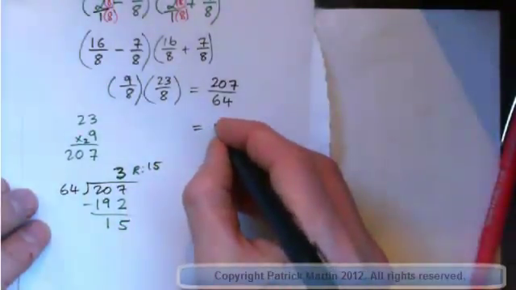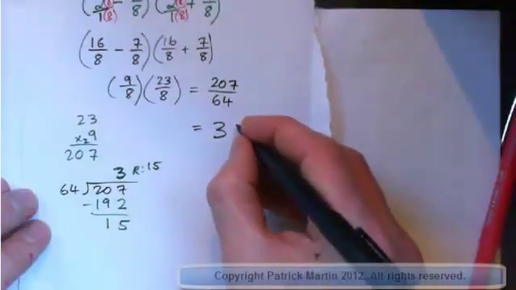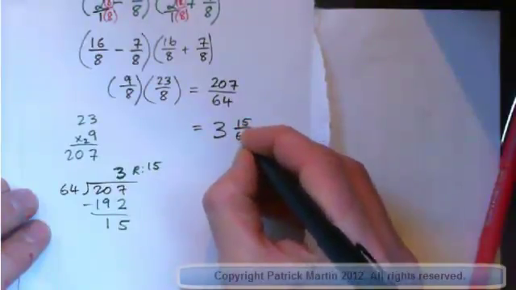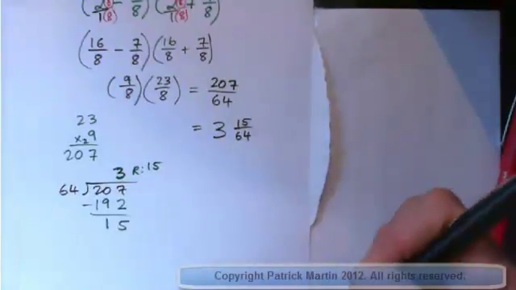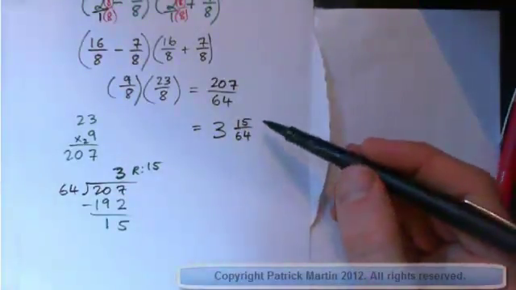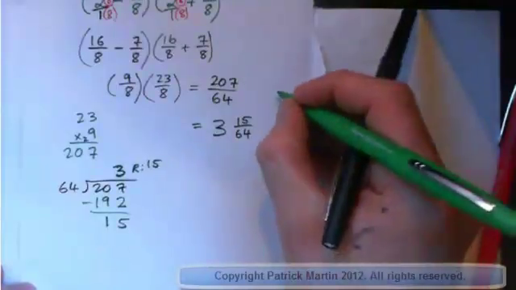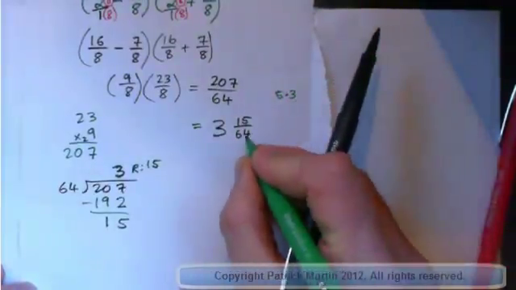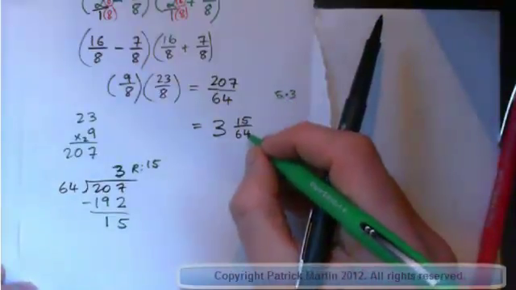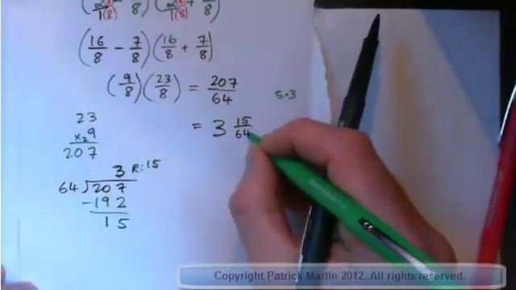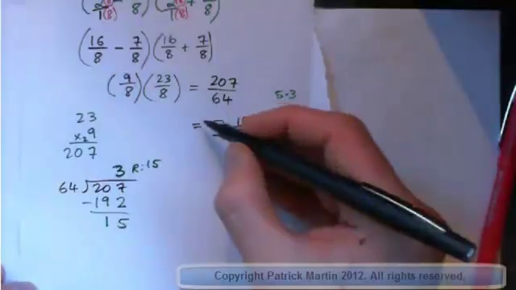So this becomes whole number 3 and 15 64ths. Now, does that fraction simplify? The factors of 15. 15 is 5 times 3. Does 3 go into 64? Nope. Does 5 go into 64? Nah, because it ends in a 4, right? So that's the answer there.